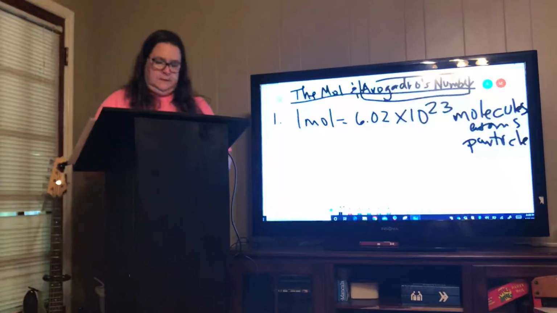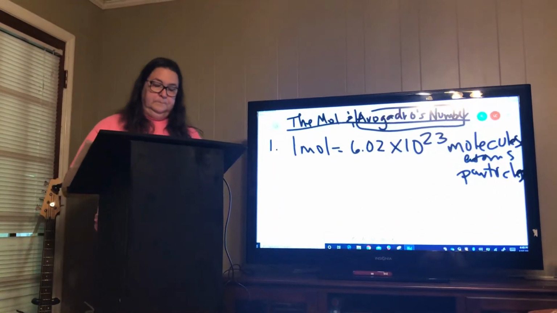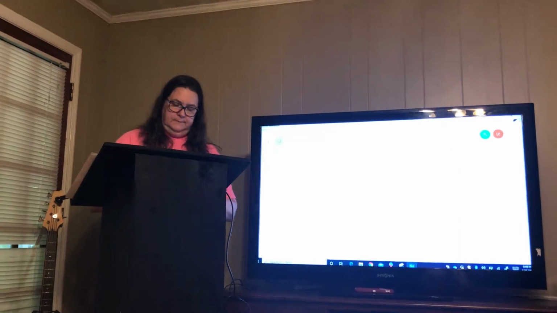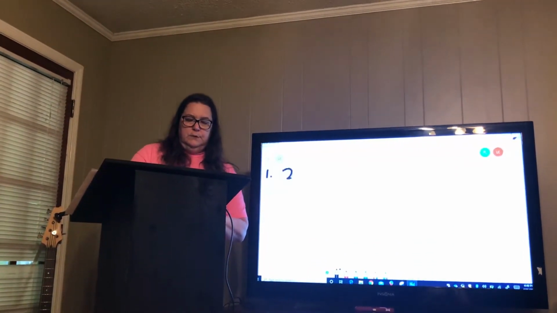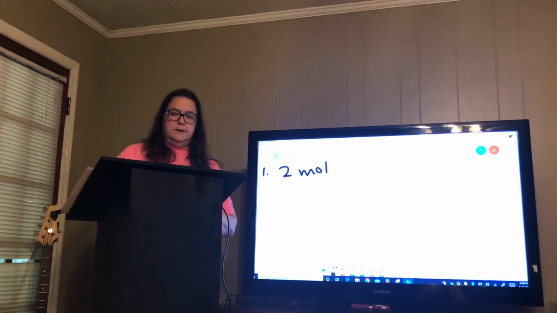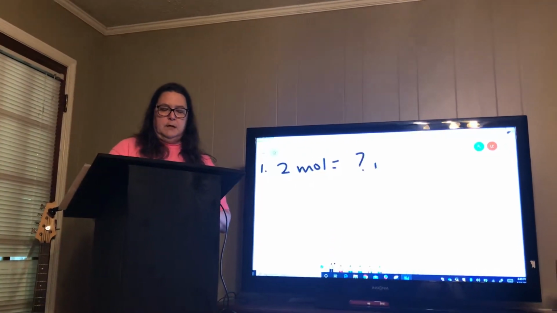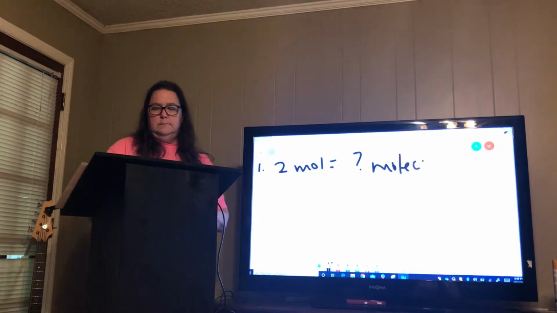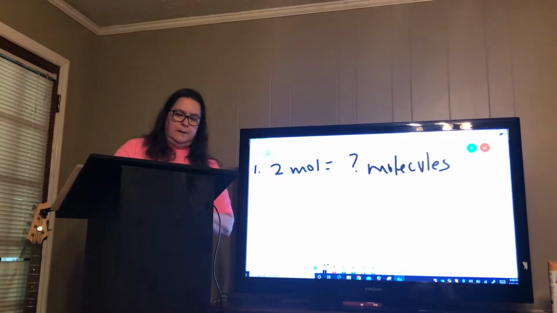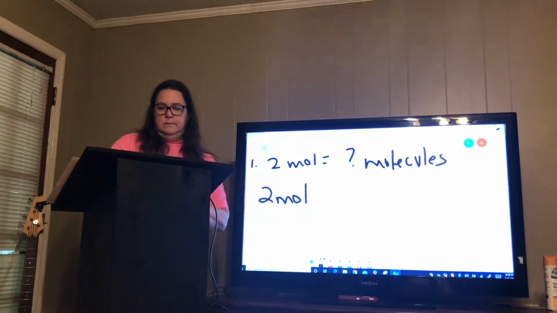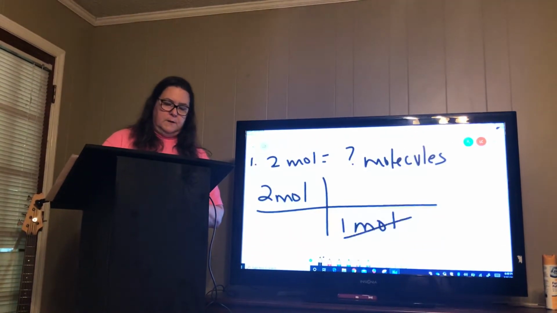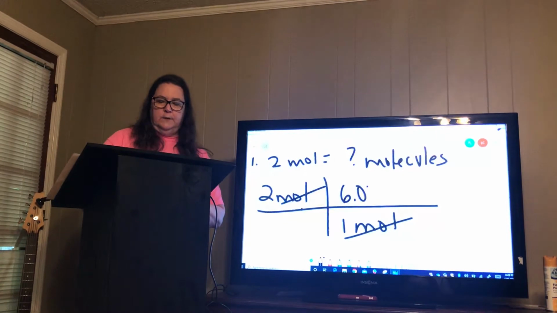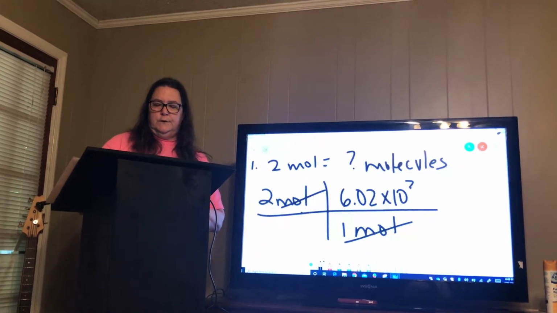Okay, so if I'm doing this problem, number 1, then I've got 2 moles, and it wants to know how many molecules. I'm just going to plug it in. The moles cancel out. This is 6.02 times 10 to the 23rd.